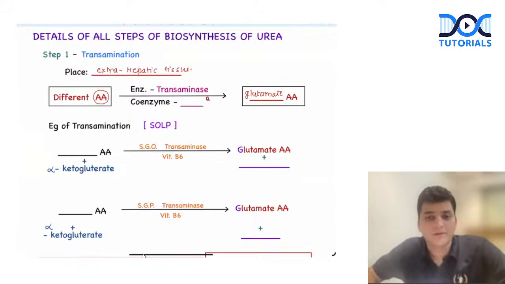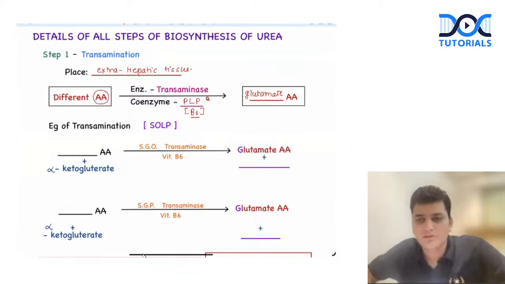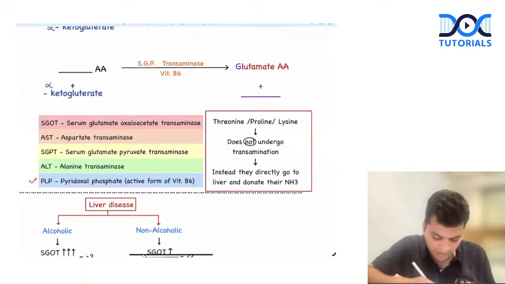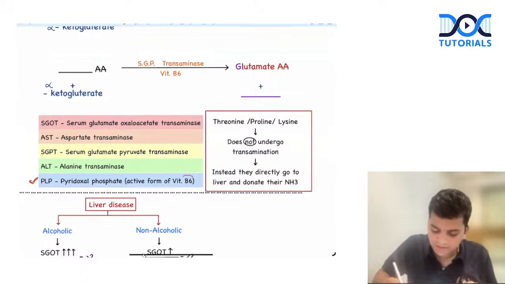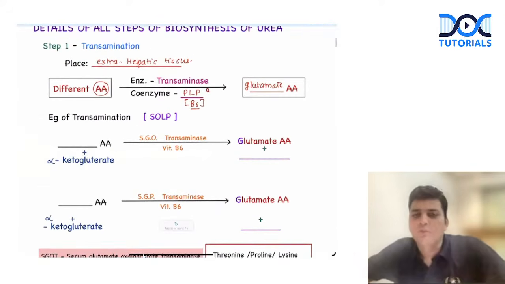For that, the name of the enzyme is transaminase. We are doing transamination, so the name of the enzyme is transaminase. And the coenzyme is going to be PLP. It is the active form of vitamin B6. The full form is written below: PLP, pyridoxal phosphate. So PLP is the active form of vitamin B6, pyridoxal phosphate. This is how we do this.